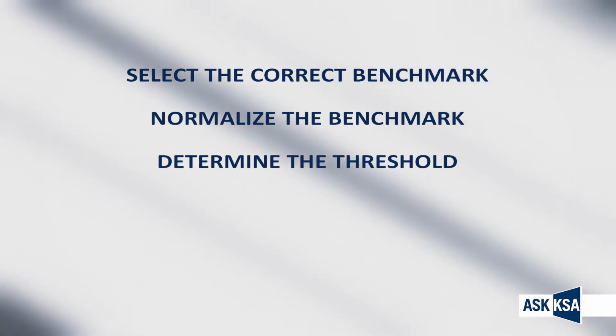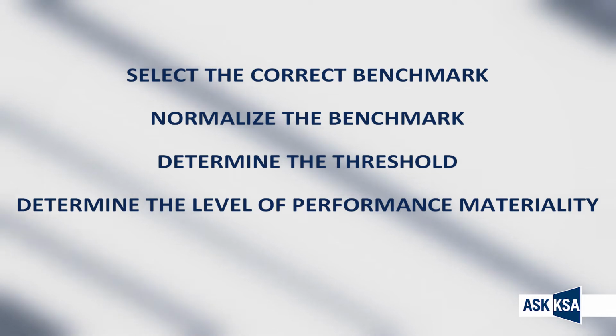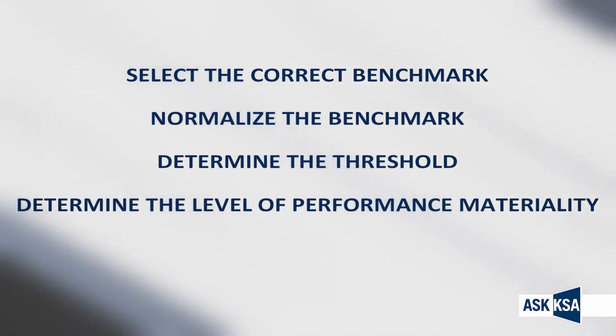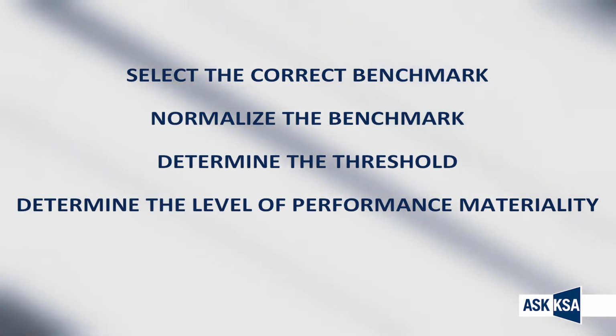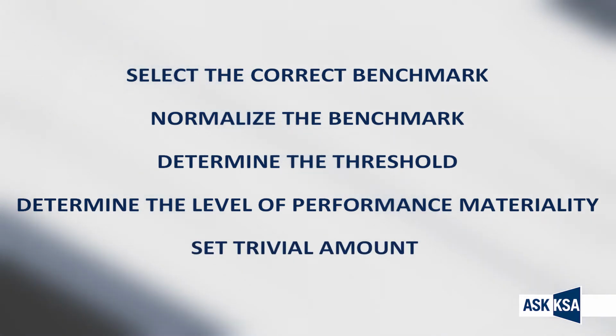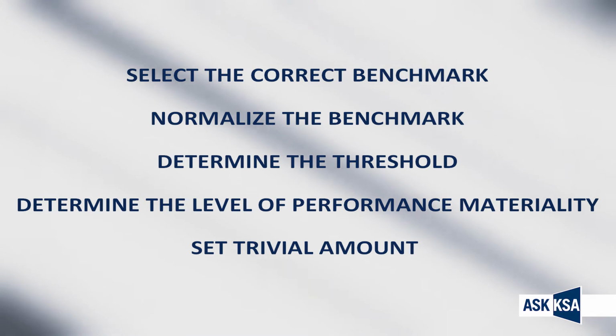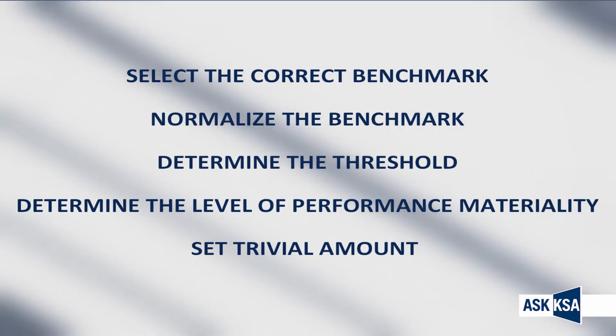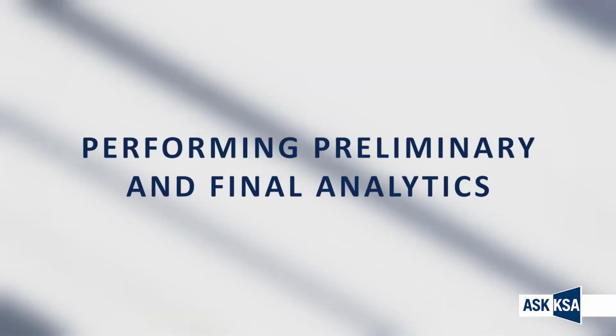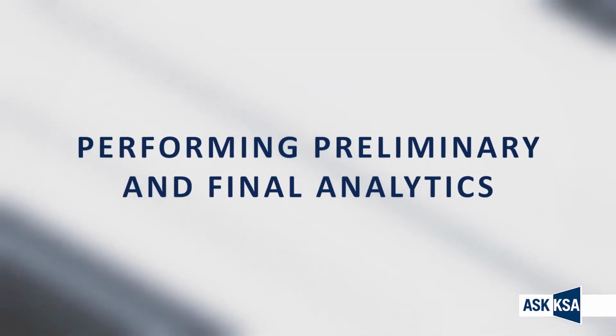Remember the user's needs. Performance materiality is based on risk related to the client. Use your understanding of the client to determine the right level of performance materiality. Set your trivial amount or posting level at the right amount as well. Document preliminary materiality at the planning stage of the audit, and don't forget to recalculate final materiality at the completion stage.